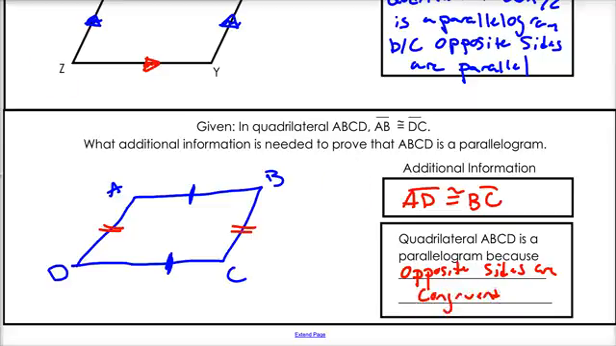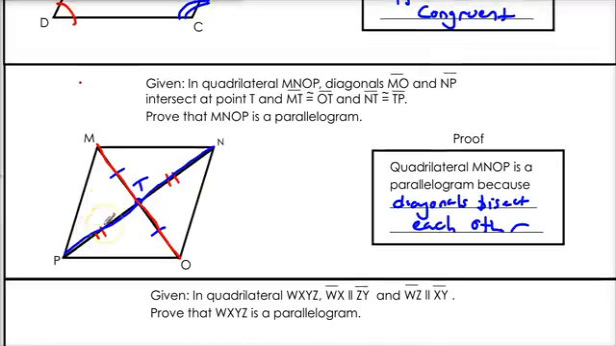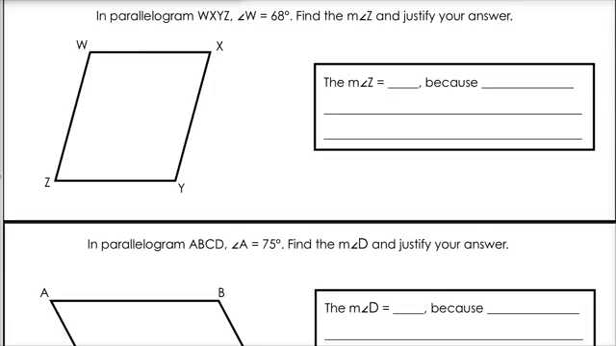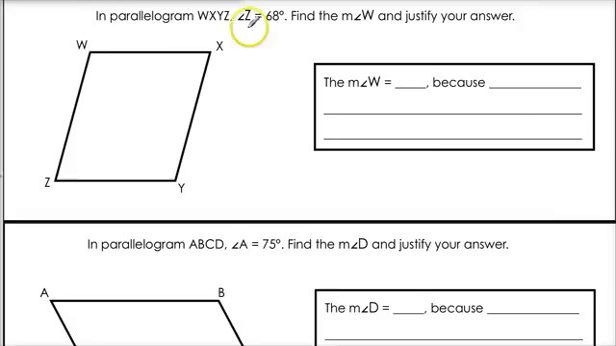All right. So if any of the properties you learned in the last page are true, then it is a parallelogram. Opposite sides are parallel, diagonals bisect each other, and on and on. You can look at the page. All right. So now we're going to be working with some numbers. So in parallelogram WXYZ, angle Z is 68 degrees. All right. Find the measure of angle W and justify your answer.